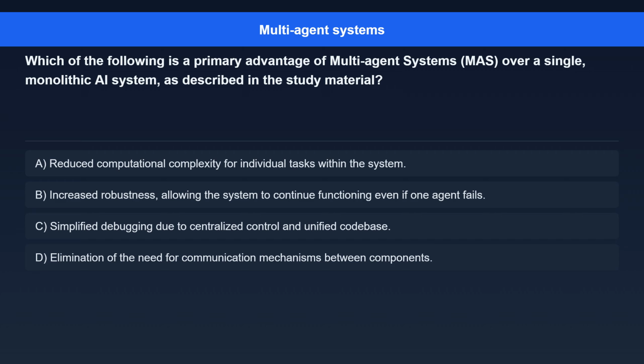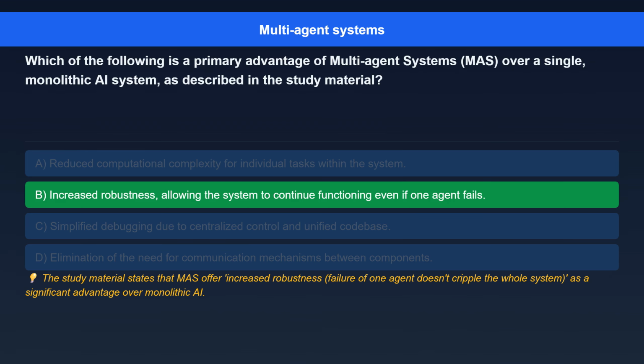Option A. Reduced computational complexity for individual tasks within the system. Option B. Increased robustness, allowing the system to continue functioning even if one agent fails. Option C. Simplified debugging due to centralized control and unified codebase. Option D. Elimination of the need for communication mechanisms between components.